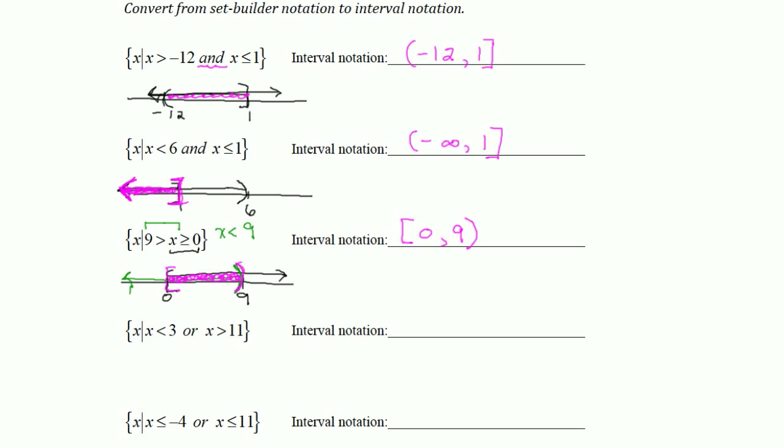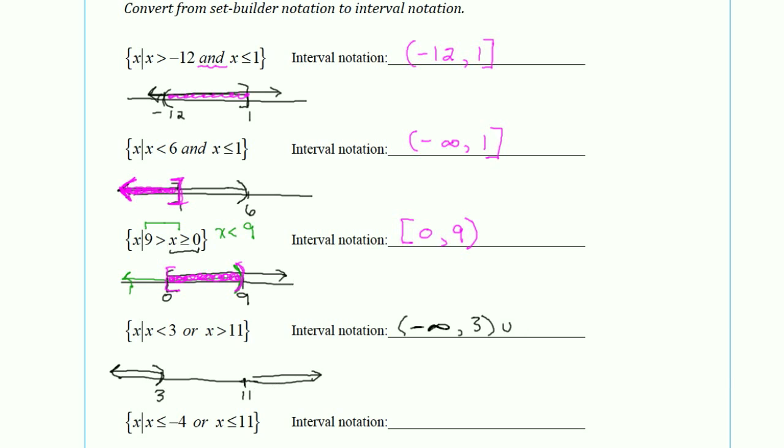Going next to our first OR statement, we have 3 and 11. X is less than 3, or x is greater than 11. Since this is a union, we're going to take both of these disjoint intervals and combine them with a union symbol. So this is from negative infinity up to 3, union from 11 to infinity.